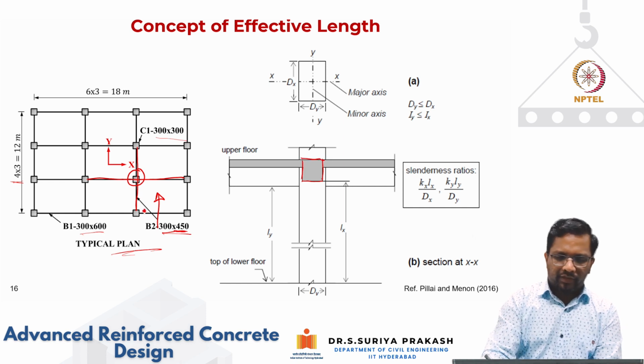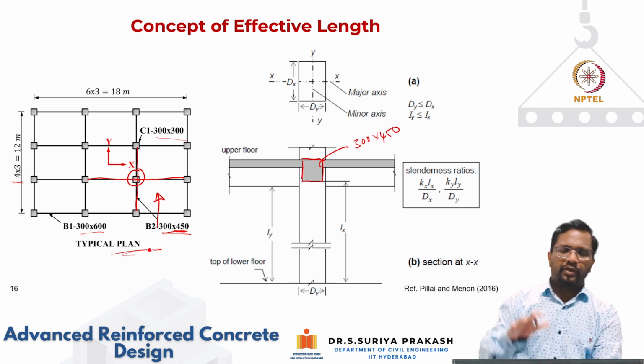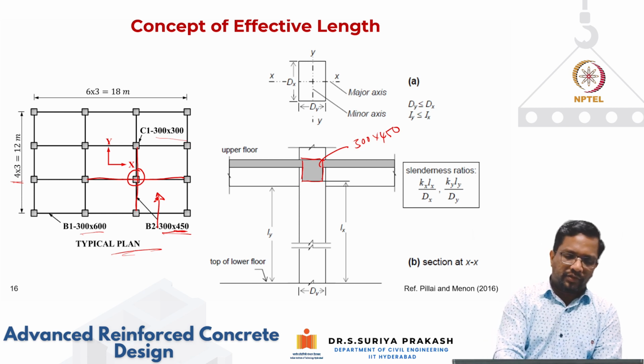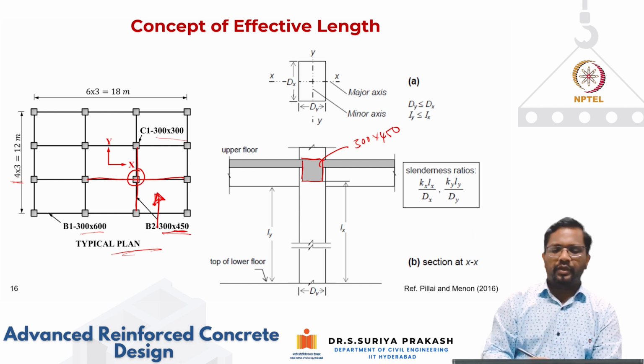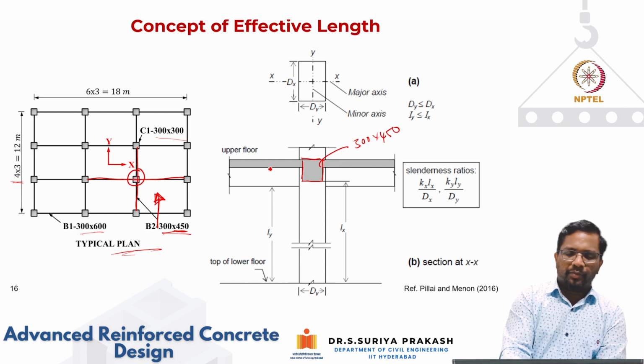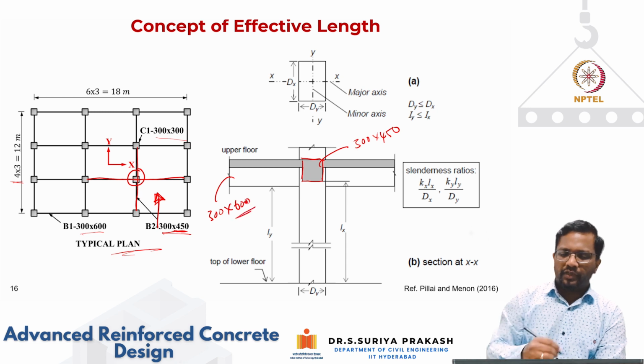It is actually 300 by 450. Because we are looking for this particular column in this direction, right? So similarly, what will be the perpendicular beam to this? This is going to have a dimension of 300 by 600 mm, right?